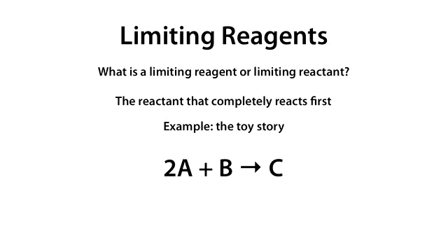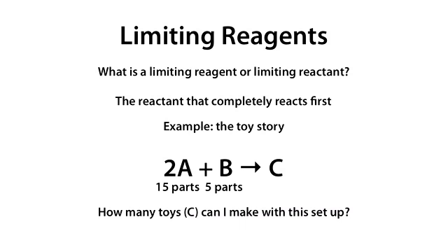2A plus B yields C. 2 parts of A plus 1 part of B gives us our toy. Our toy is called C in this case. And in this example, we have 15 parts of A, 5 parts of B, and 0 toys initially made. And we want to ask, how many toys or how many C's can I make with this setup? Well, let's find out.